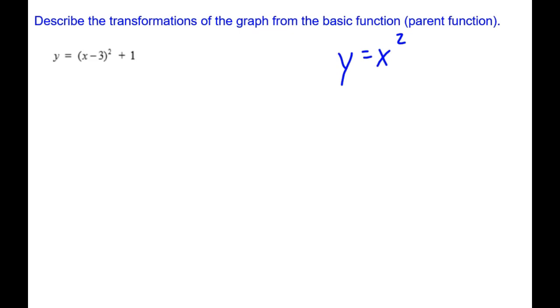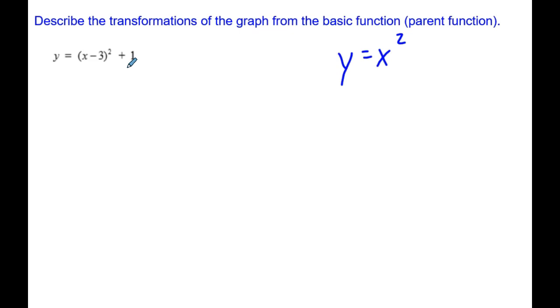First thing I normally look for in these types of problems are vertical translations. Then I look for any horizontal translations. So for vertical translations, I'm looking at whether there's a value being added or subtracted at the end of the equation. In this case, we have positive 1. We have 1 being added to the end of this function. If we're adding 1 at the end, that is a vertical translation up 1 unit.